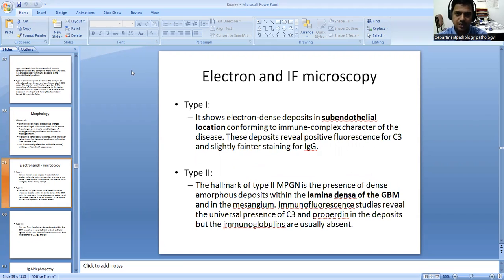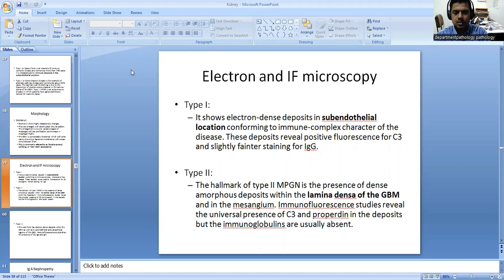Electron and immunofluorescence microscopy. Type 1 shows electron dense deposits in subendothelial location, confirming the immune complex character of the disease. These deposits reveal positive fluorescence for C3 and slightly fainter staining for immunoglobulin G.